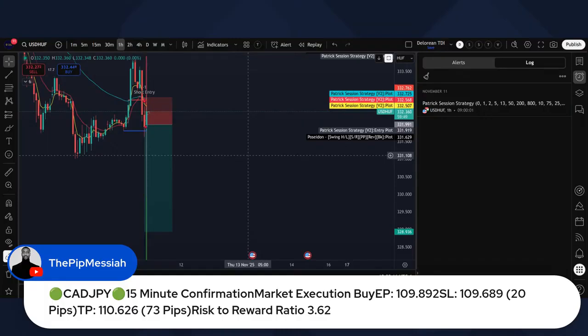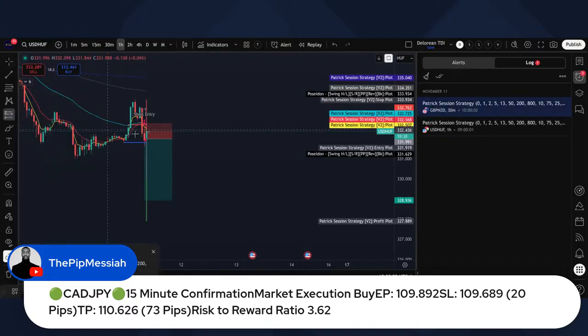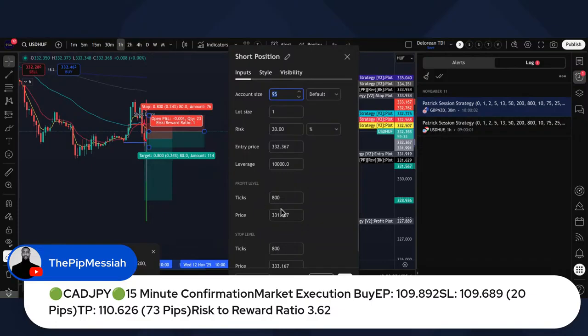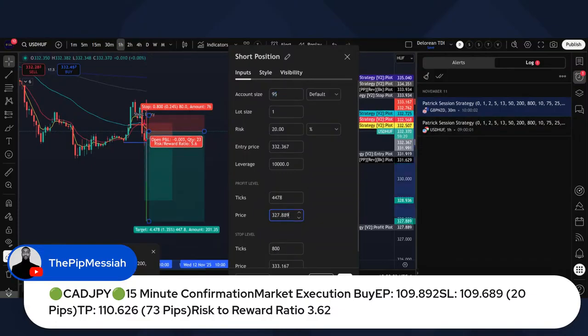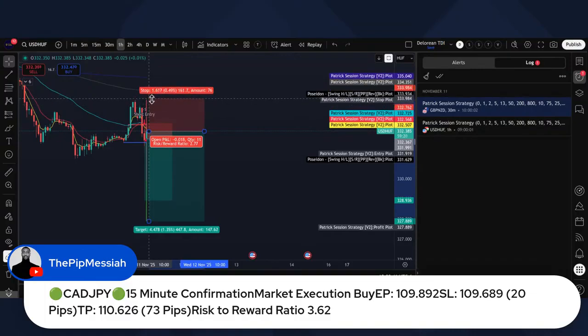And there goes our setup. Told you it would be quite large. We're going to be selling to 327.889 from current price. We also appear to have a buy on Great British Pound versus New Zealand dollar. Let's go ahead and again, we want this right above price here.